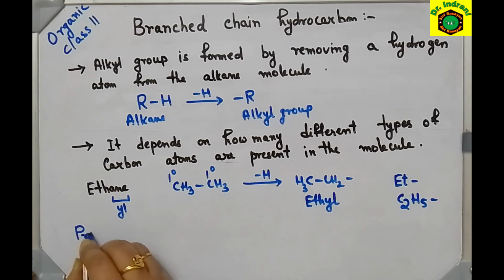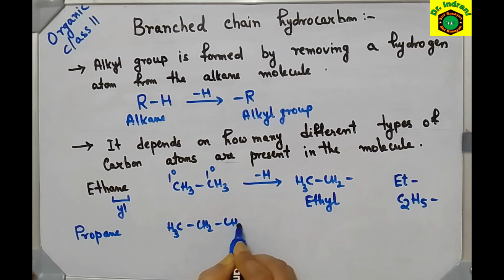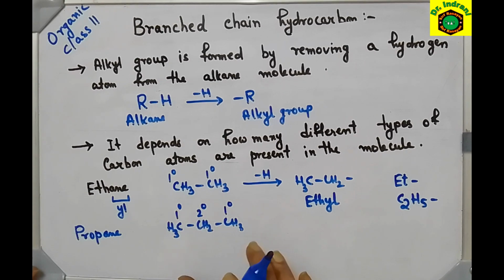Now for propane, consider the structure of propane, CH3, CH2, CH3. These two carbons, terminal carbons, are primary carbon. But this carbon is attached with two other carbons, so it is secondary carbon. So you can understand two different types of carbons are there. So two different alkyl groups can generate by removal of hydrogen from propane.